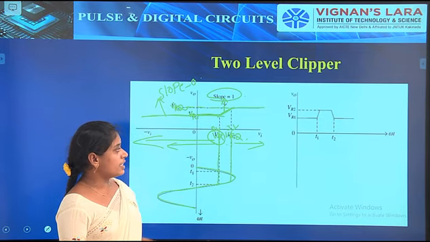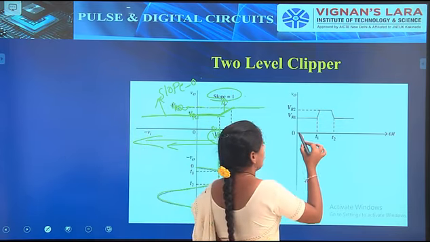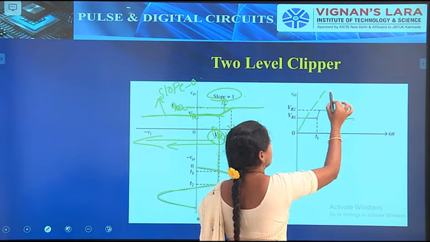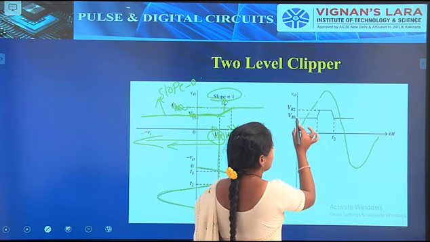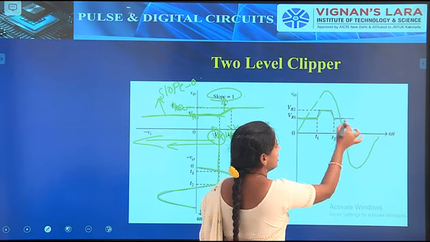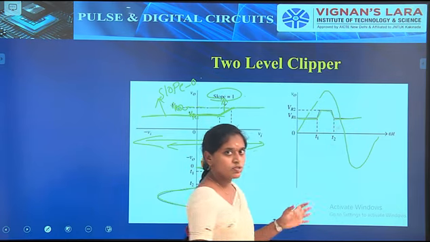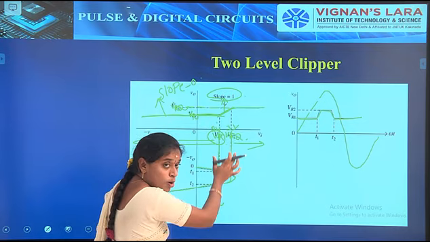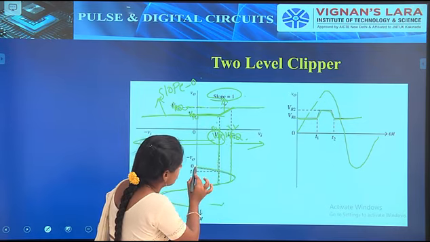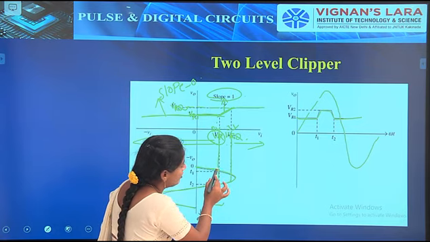From this we have to say that the output will be like this. This is a sinusoidal signal. We have to draw the input signal, and the output will be this condition only. In between VR1 and VR2 we produce the output signal. So this is the output signal. With slope 1 only we have produced the output signal. So the output will be like this.